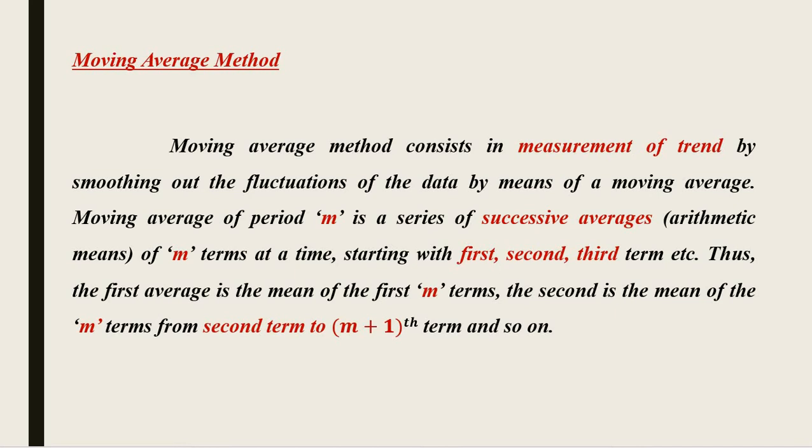The moving average method consists in measurement of trend by smoothing out the fluctuations of the data by means of a moving average. Moving average of period M is a series of successive averages, that is the arithmetic means of M terms at a time, starting with first, second, third term, etc. Thus, the first average is the mean of the first M terms. The second is the mean of the M terms from second term to M plus first term and so on.